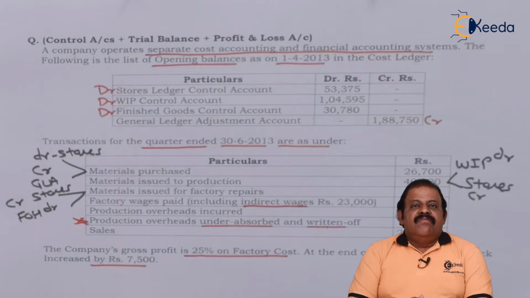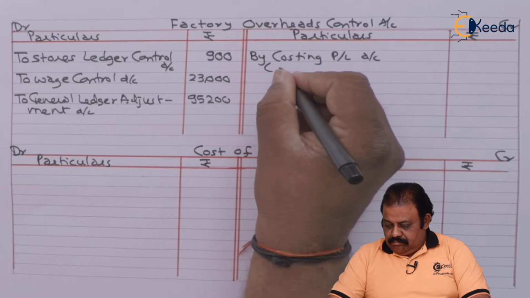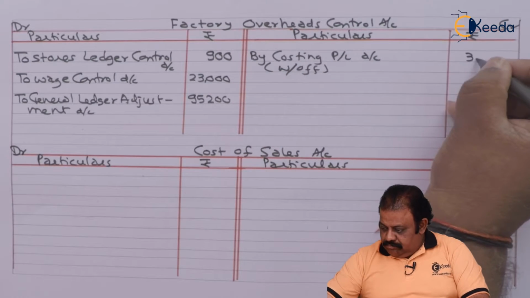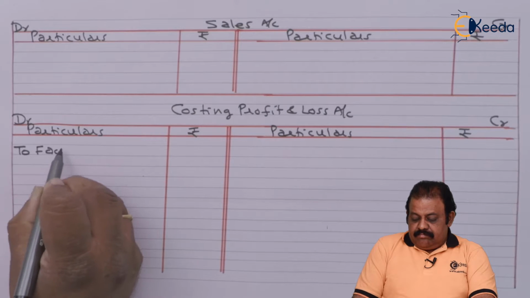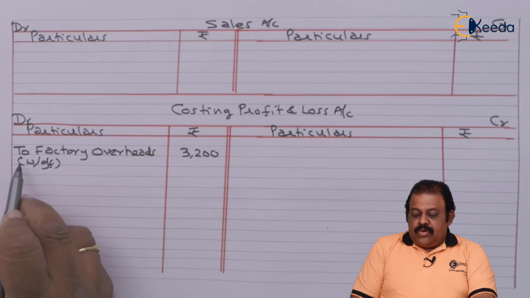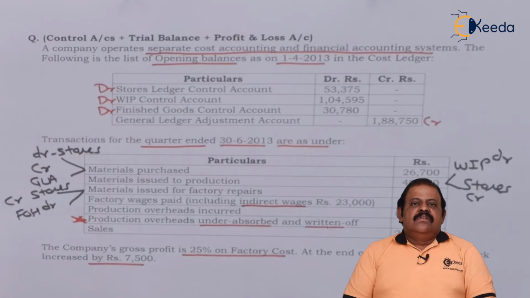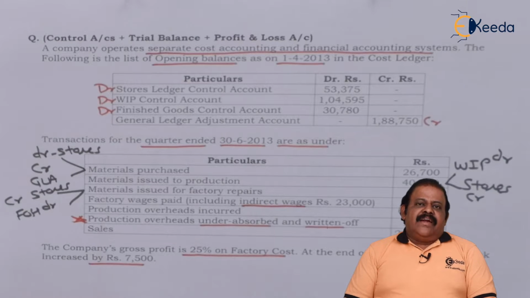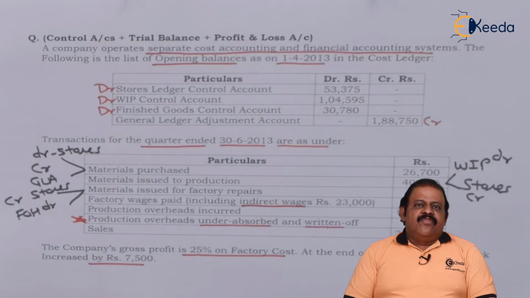Production overheads under absorbed and written off 3,200. This will be credited to factory overheads control account and debited to costing profit and loss account. In costing profit and loss account on debit side, to factory overheads written off 3,200. Sales 2,56,000. This will be debited to general ledger adjustment account and credited to costing profit and loss account, or we can credit it to sales account if we prepare it separately.